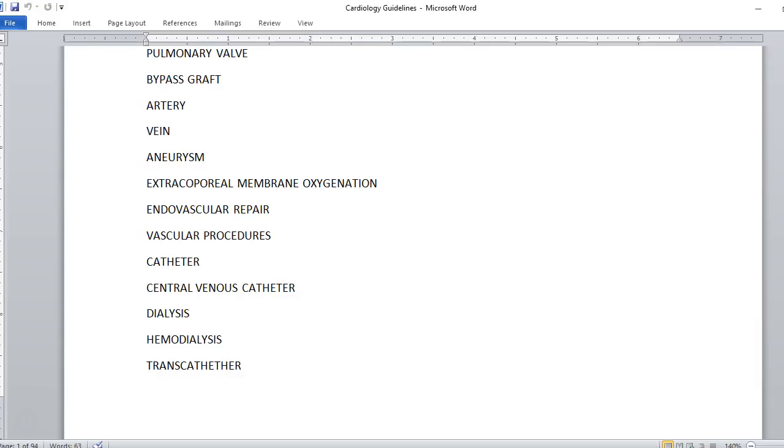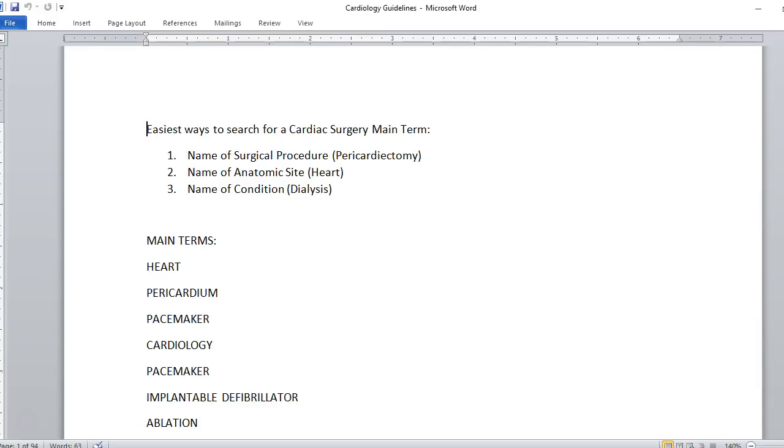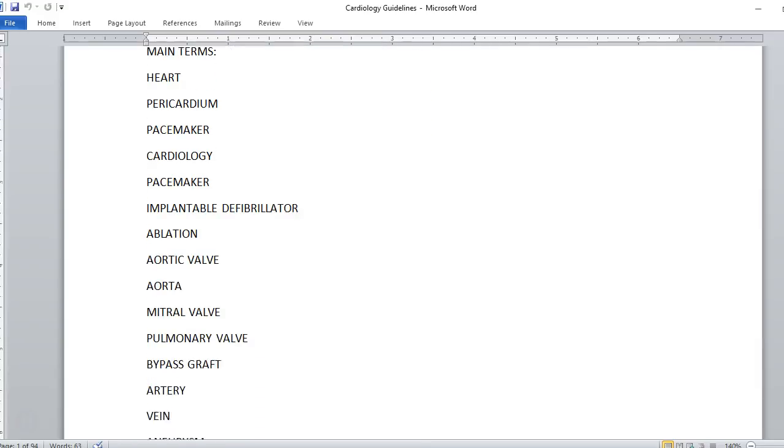What we're seeing is more and more percutaneous procedures. We go into a vessel and do a repair instead of slicing and dicing. We can also look under vascular procedures, catheter, central venous catheter. We have a separate section of just that here. Dialysis, hemodialysis, and transcatheter. All great main terms to look at.